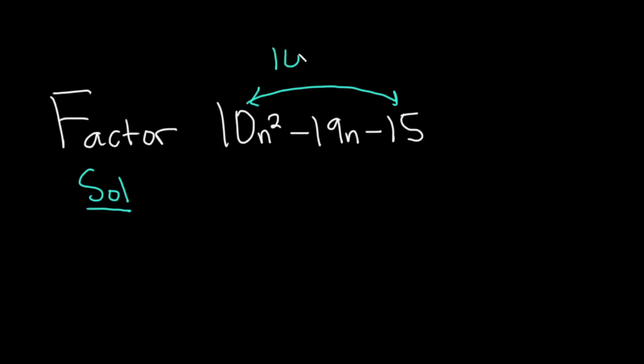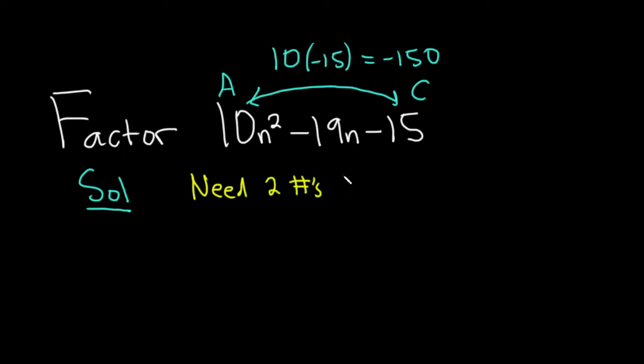So step 1 is to multiply the 10 by the negative 15, and that's going to give us negative 150. If you're curious, it's called the AC method because this is your A and this is your C. And then I like to always write down what I need when I'm using the AC method. So we need two numbers, and there are two conditions. The first thing is that they multiply to negative 150.